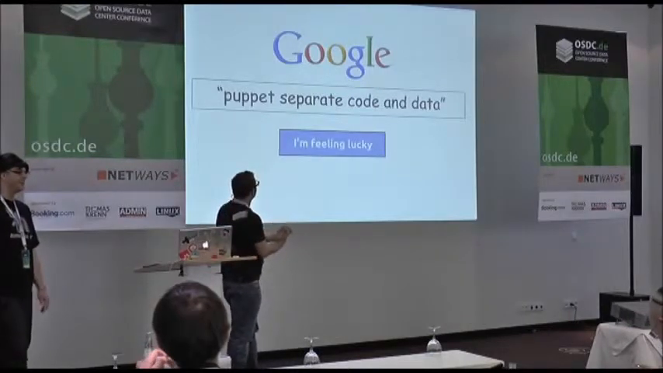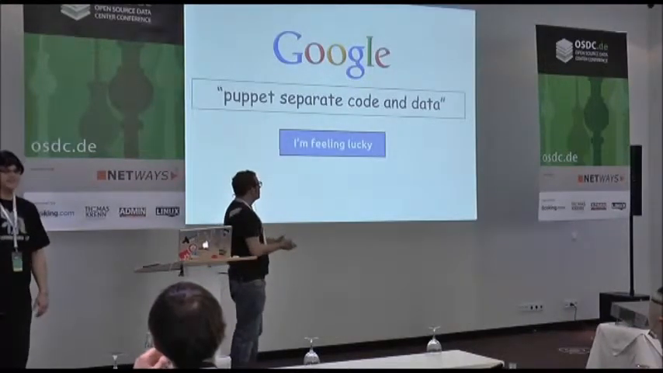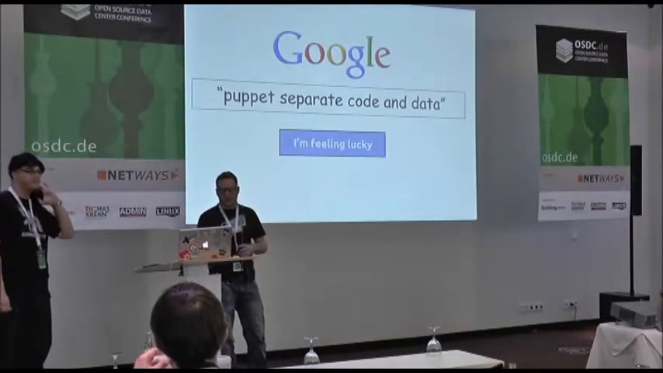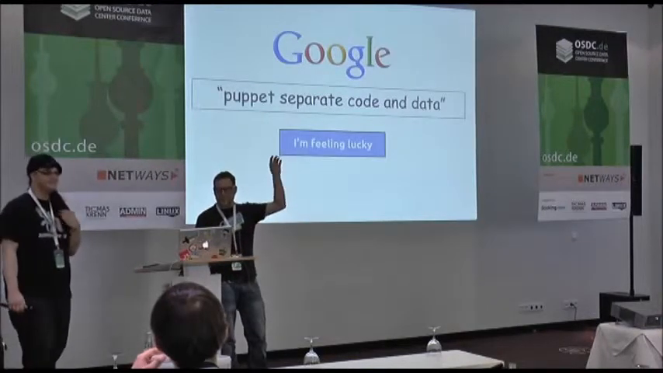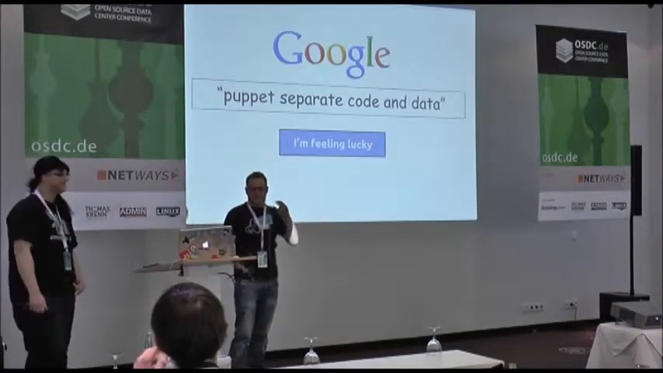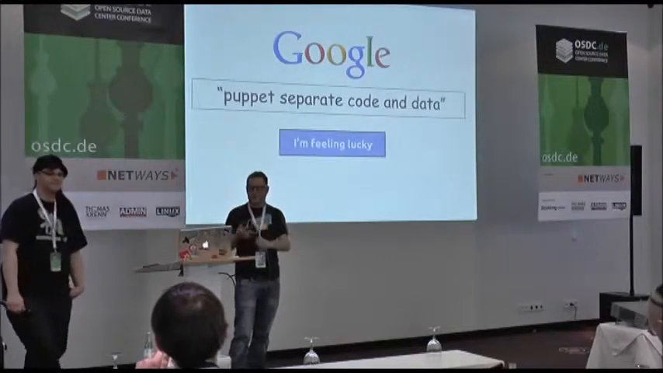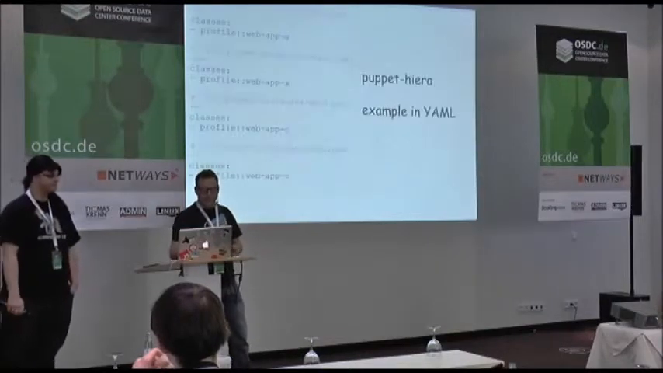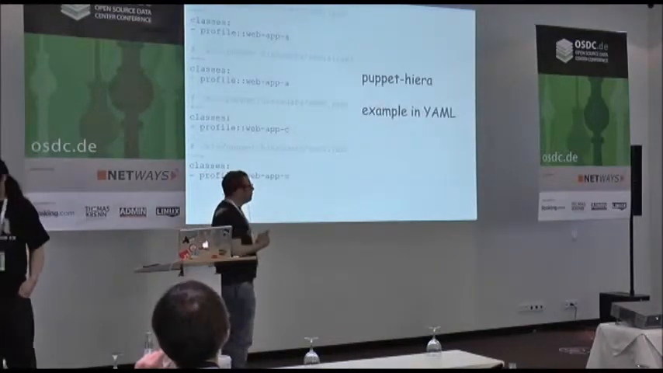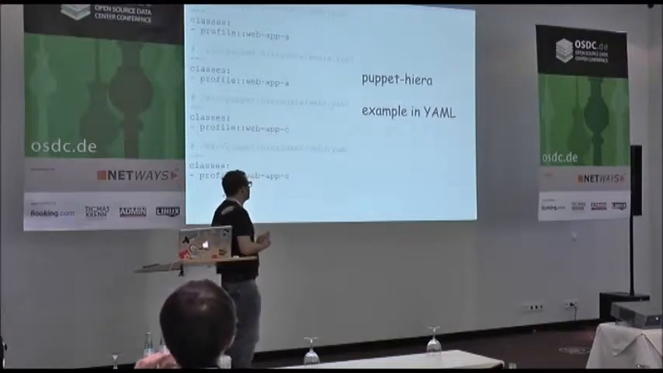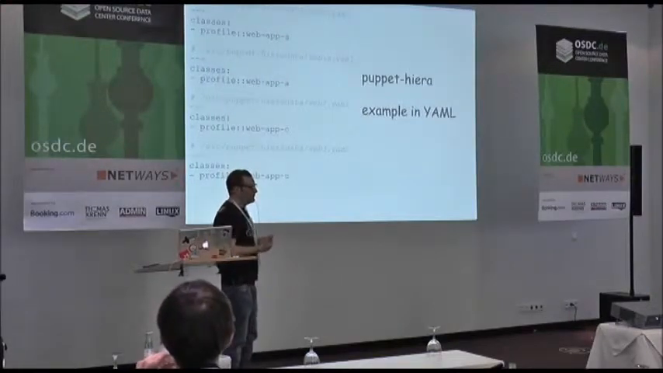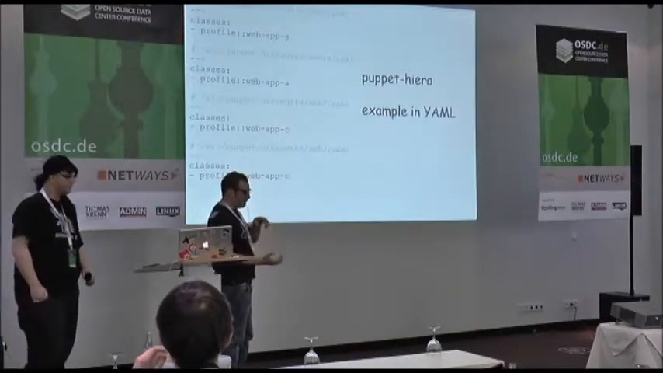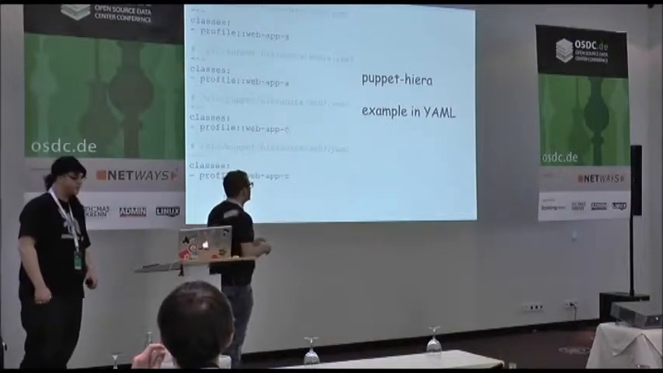So what we have to do is separate code and data. Our code says, hey, include this class, and so on. But the data is that we have thousands of nodes, and these thousand nodes should get this role model and stuff like that. In the Puppet world, when we search for separating data and code, we will find Hiera, and Hiera is a tool to get rid of all the data in your Puppet manifest and just push it out.